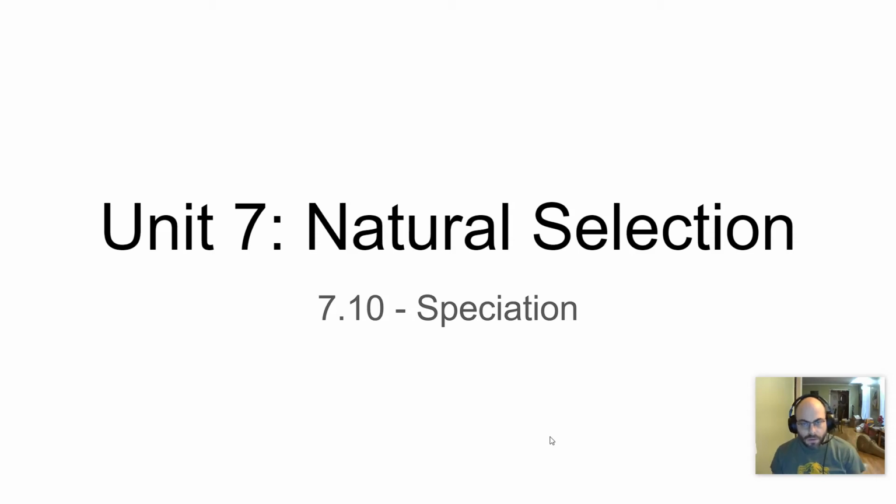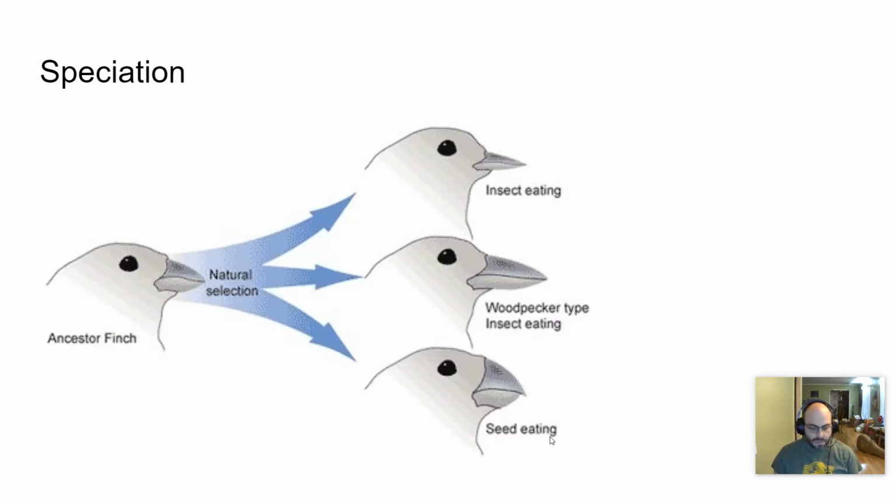All right, in this video, we're going to be looking at this concept of speciation. And so what is speciation? Well, speciation is when a new species is created. And why might a new species be created? Well, a new species is created typically when two populations have become reproductively isolated.